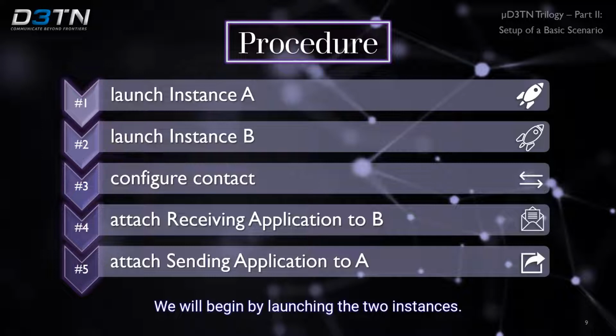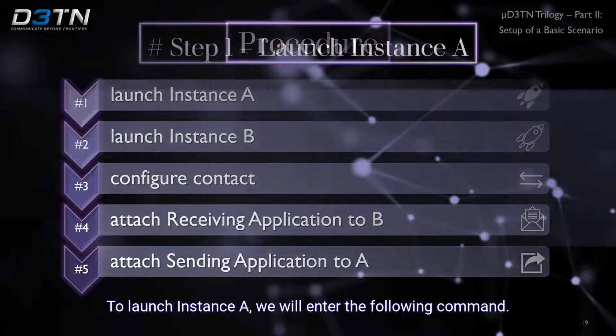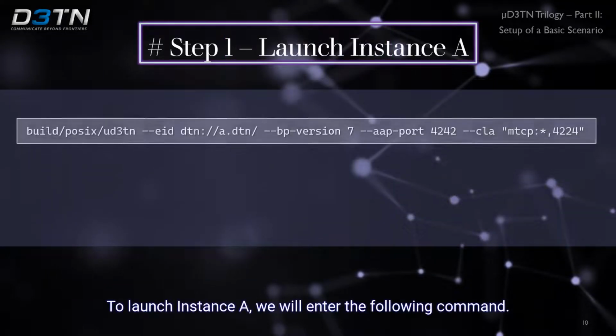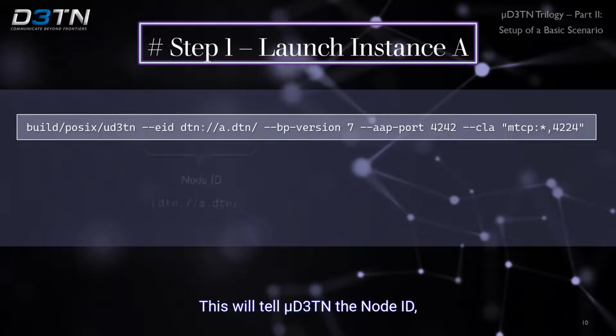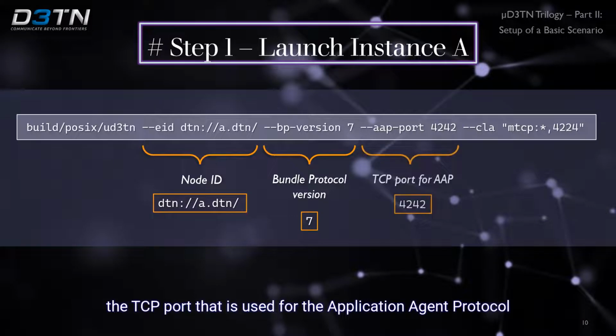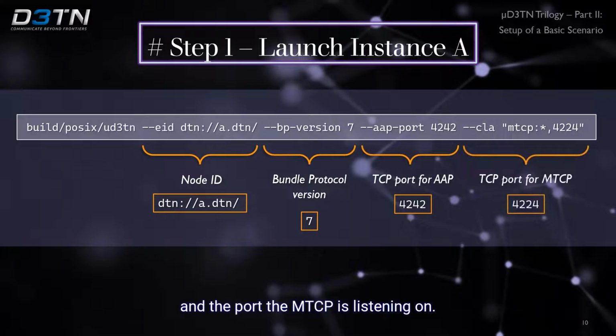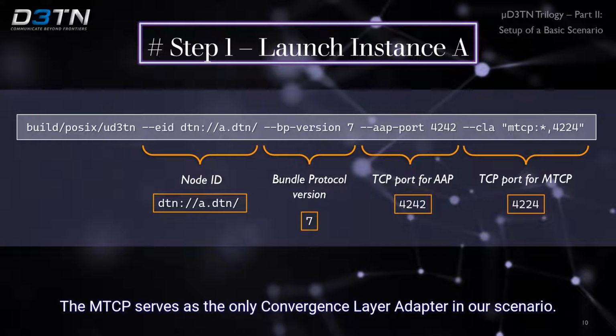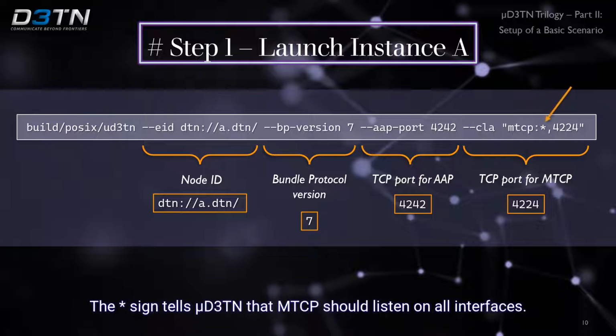We will begin by launching the two instances. To launch instance A, we will enter the following command. This will tell µD3TN the node ID, the bundle protocol version that we are using, the TCP port that is used for the application agent protocol, and the port the MTCP is listening on. The MTCP serves as the only convergence layer adapter in our scenario. The asterisk sign tells µD3TN that MTCP should listen on all interfaces.